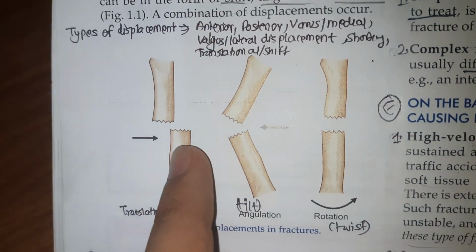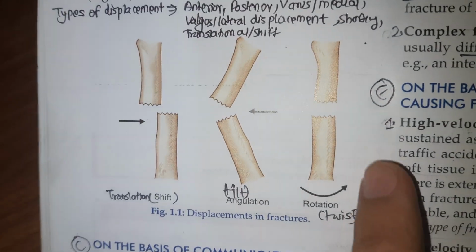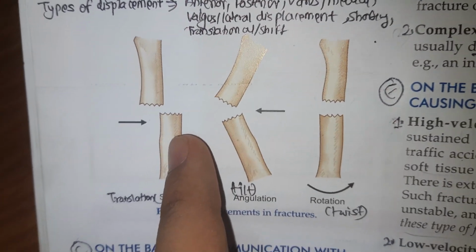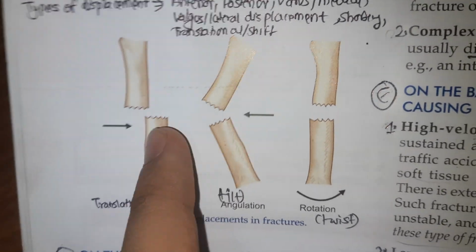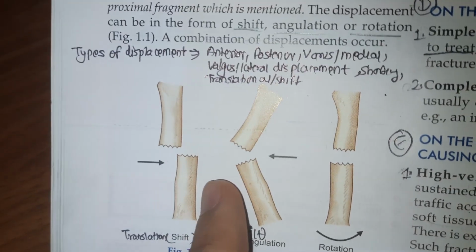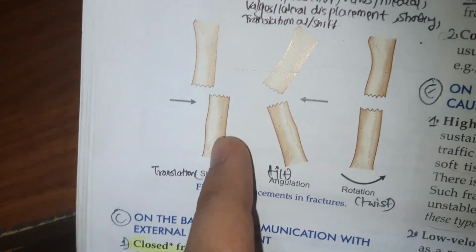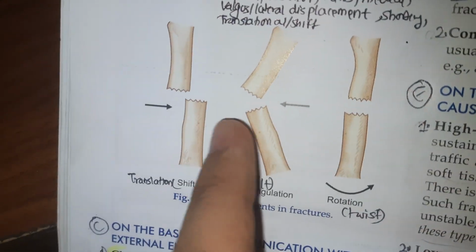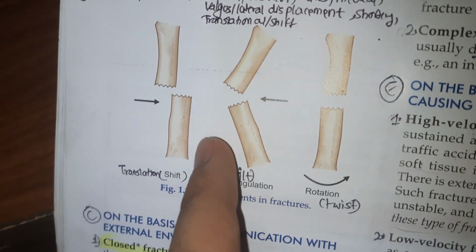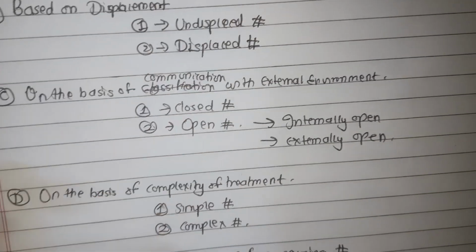The displaced fracture can show shift, angulation, or rotation, that is twist, tilt, or shift. And usually the displacement is described in terms of the distal fragment in relation to the proximal fragment. So if we say the fracture is displaced laterally, that means the distal fragment is displaced laterally. Okay.